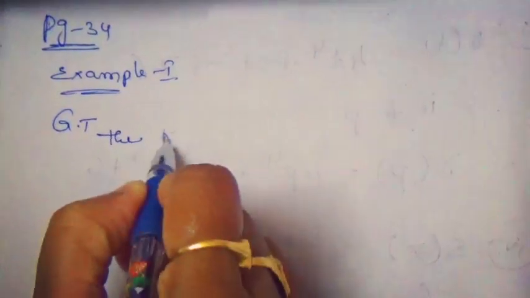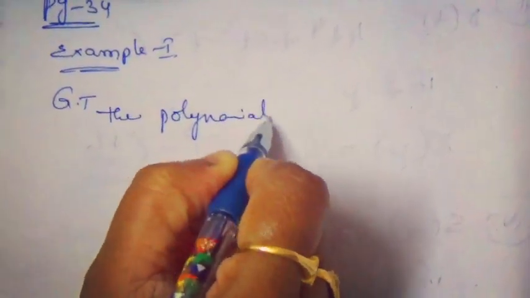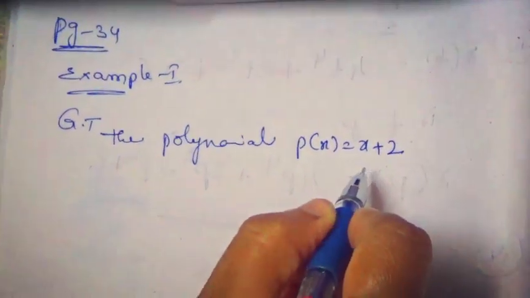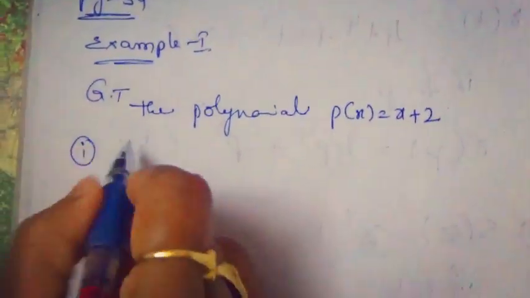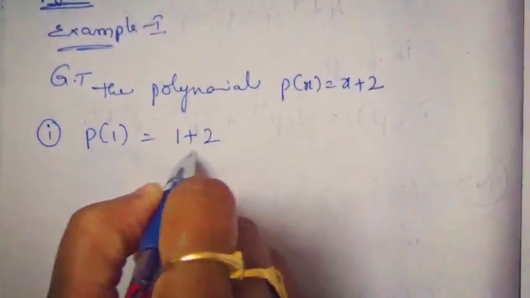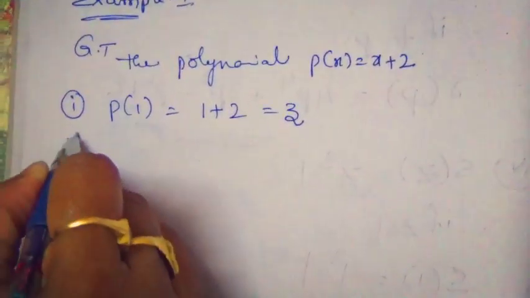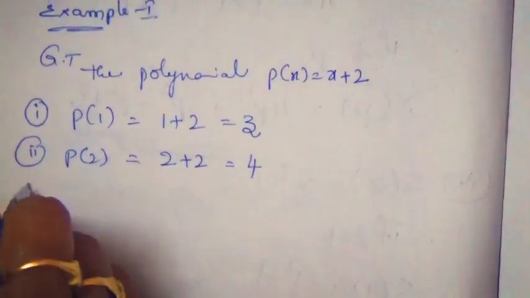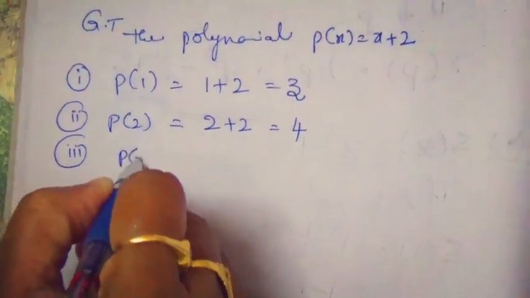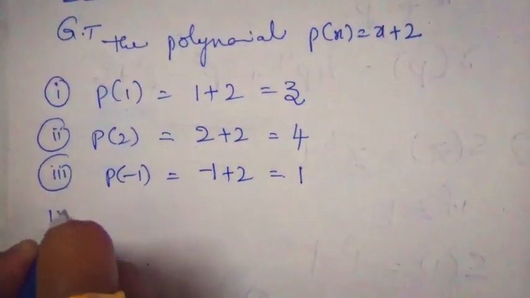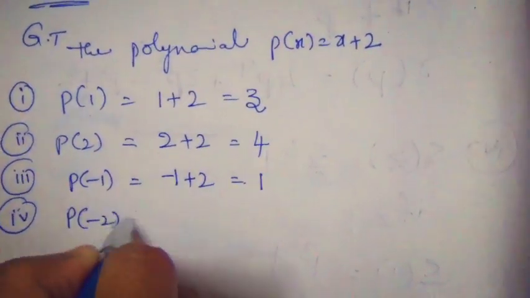First of all, given that the polynomial p of x is equal to x plus 2, we have to find first p of 1. In the place of x we substitute 1, so 1 plus 2 is equal to 3. Second, p of 2 is equal to 2 plus 2, that is equal to 4. Third, p of minus 1 is equal to minus 1 plus 2, is equal to 1. And fourth, p of minus 2.